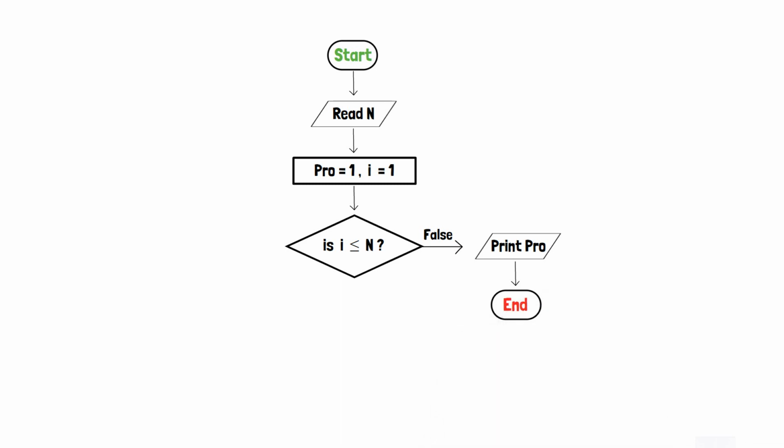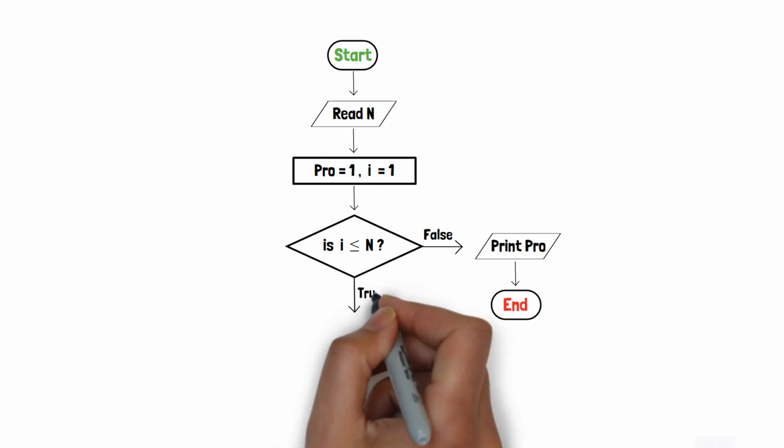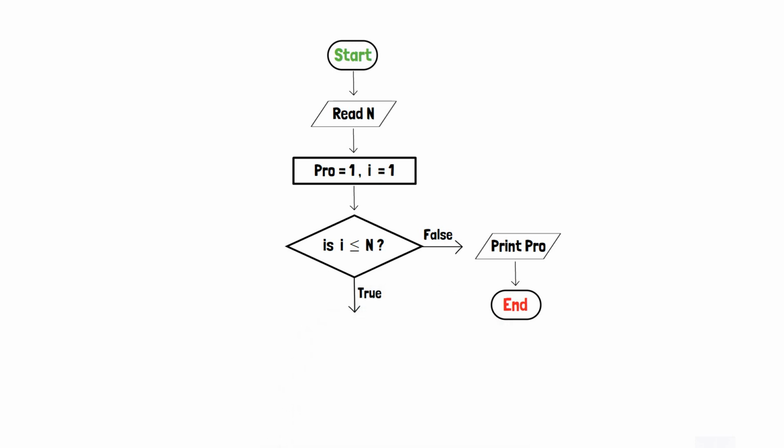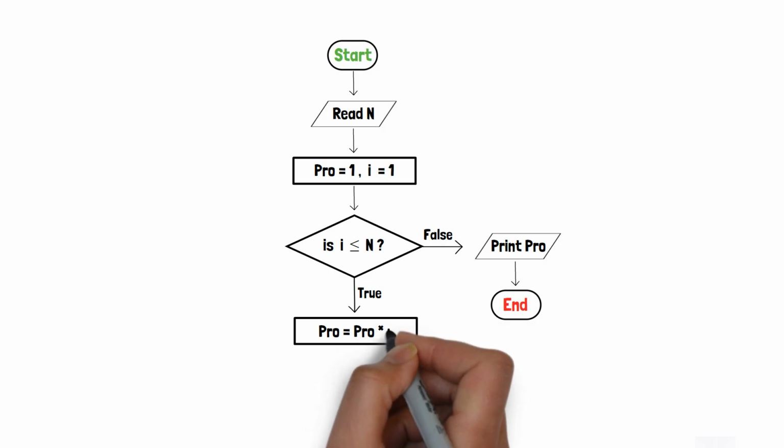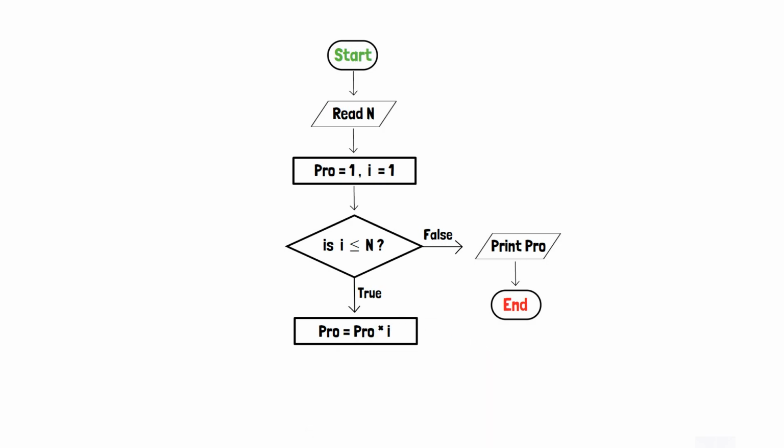When a decision box condition is met, that is, when I is less than or equal to n, pro is increased by I times. That is, pro is equal to pro multiplied by I. Finally, we will use a process box to increment I by 1.